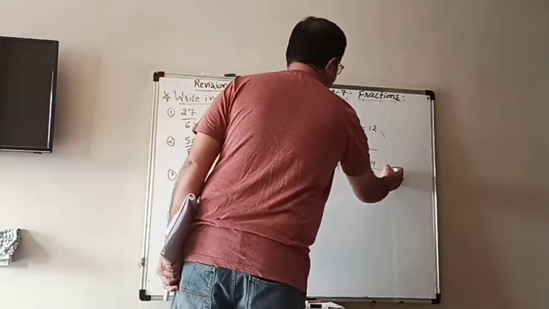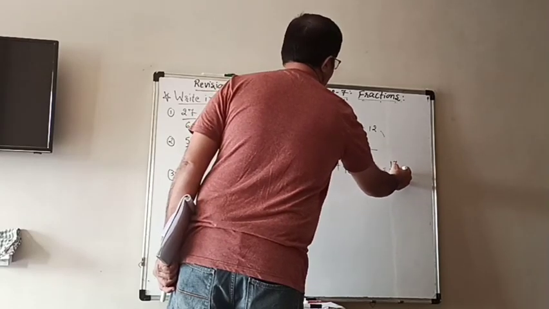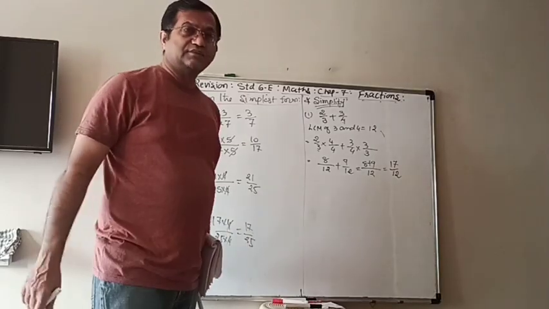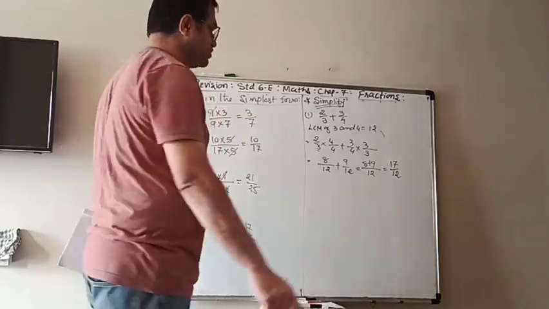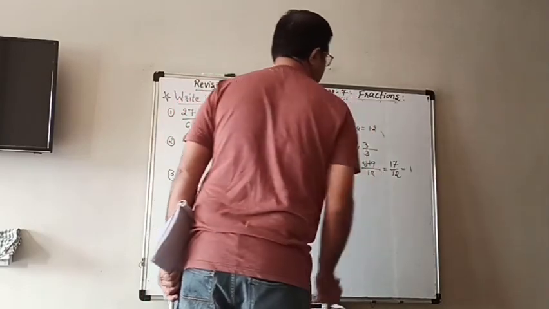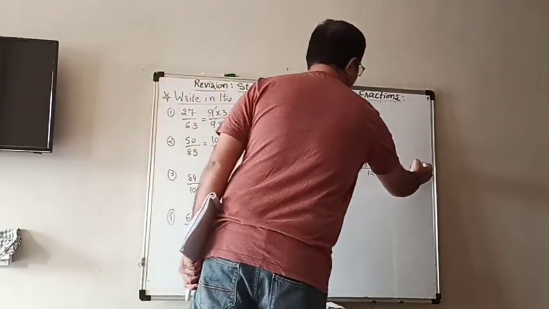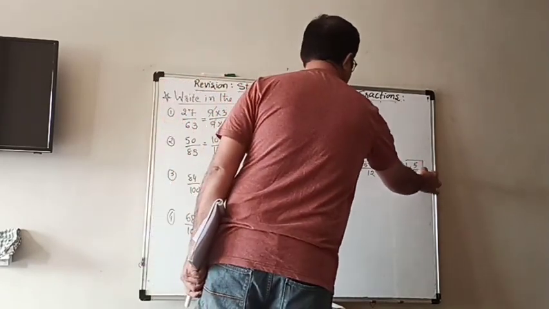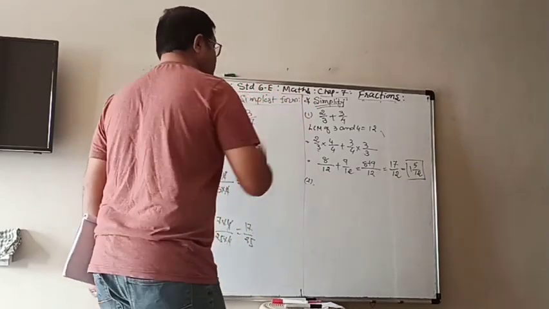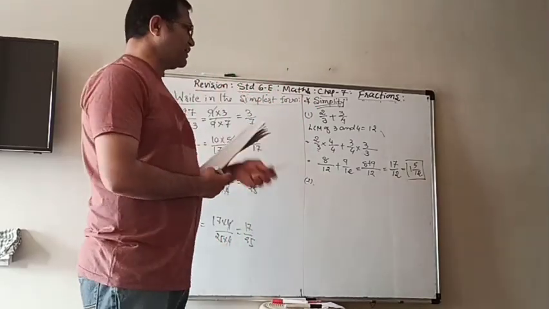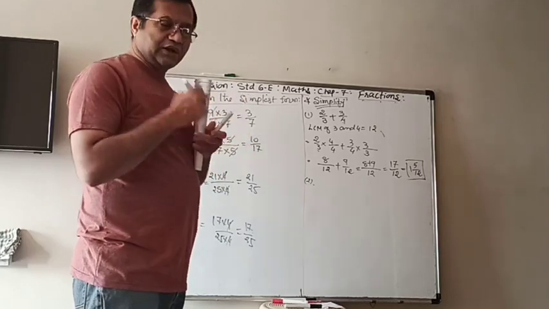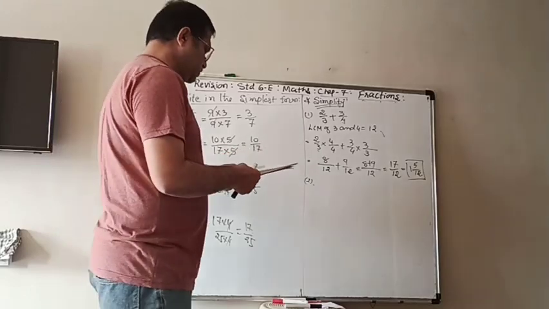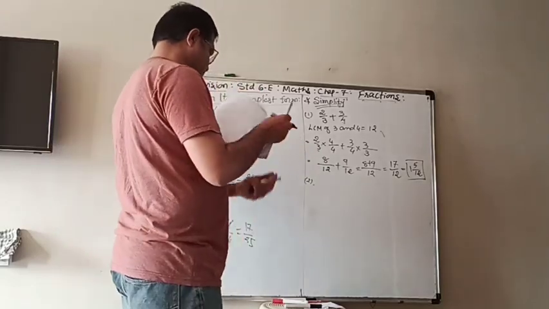So 8 plus 9, 17 upon 12. Now you can see that it is an improper fraction. So you have to convert it into a mixed fraction. 12 ones are 12. How many remainders? 5. So one integer 5 upon 12, and that will be your answer. So be careful. First find the LCM, make them with equal denominators, then add only the numerators, not the denominators.